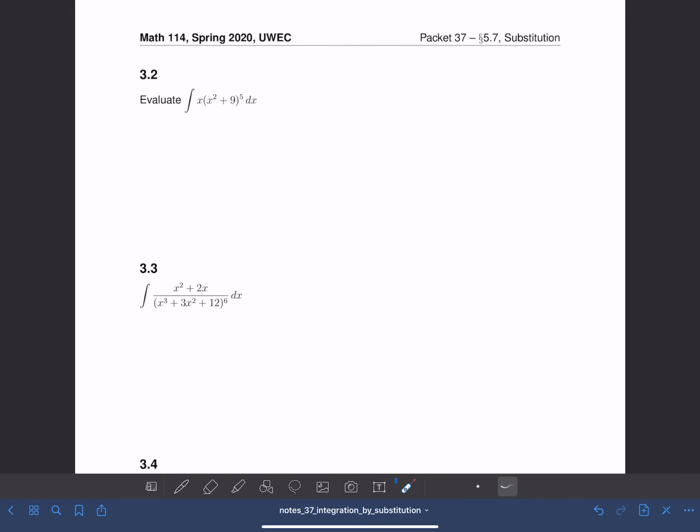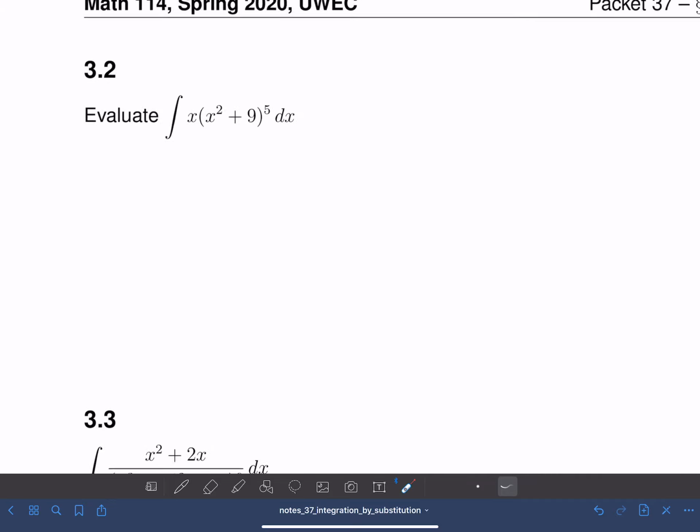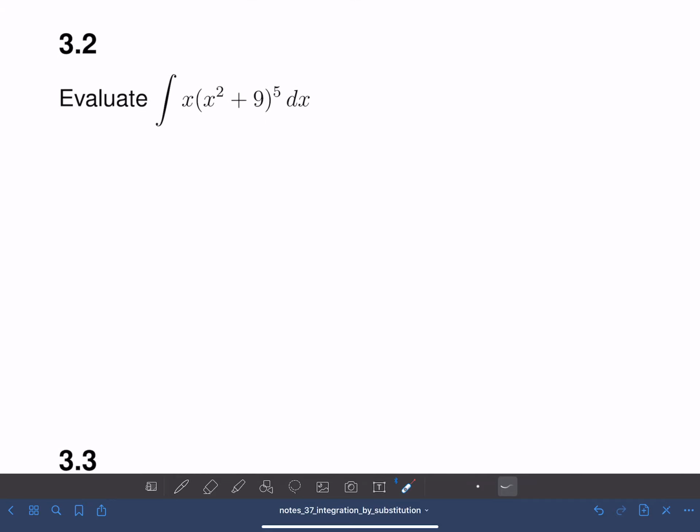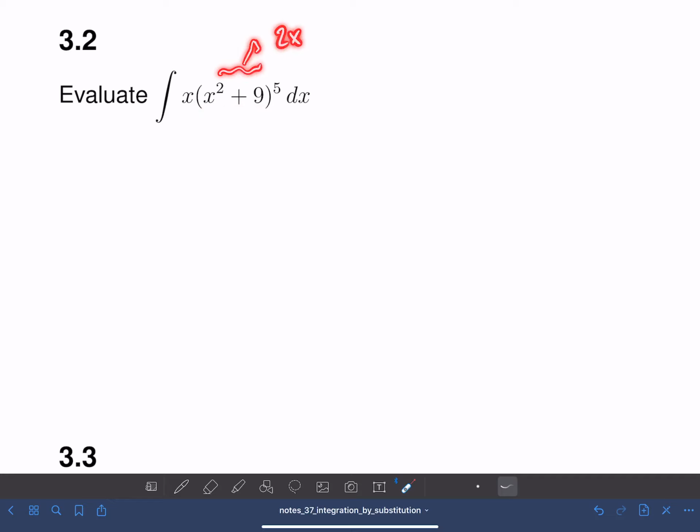Okay. Let's play that game a couple more times. So let's evaluate the integral of x times x squared plus 9 to the 5th. Our goal is to find a piece that's the derivative of another piece. I said multiple of. So I want you to look at this and find out what's the relationship. If I take the derivative of this, I'm going to get 2x. And I see this is 2 times x, right? Sorry, that's a half times 2x. There we go. Let me go ahead and write that down in permanent.